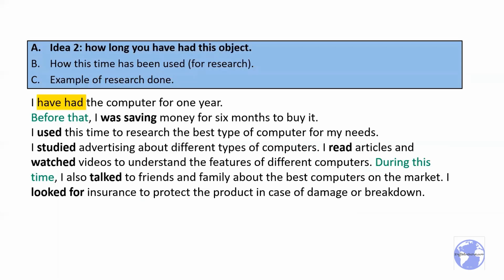So how long I've had it, how the time is being used, an example of the research that I did. So I have had the computer for 1 year. Before that, I was saving money for 6 months to buy it. I used this time to research the best type of computer for my needs. I studied advertising about different types of computers.